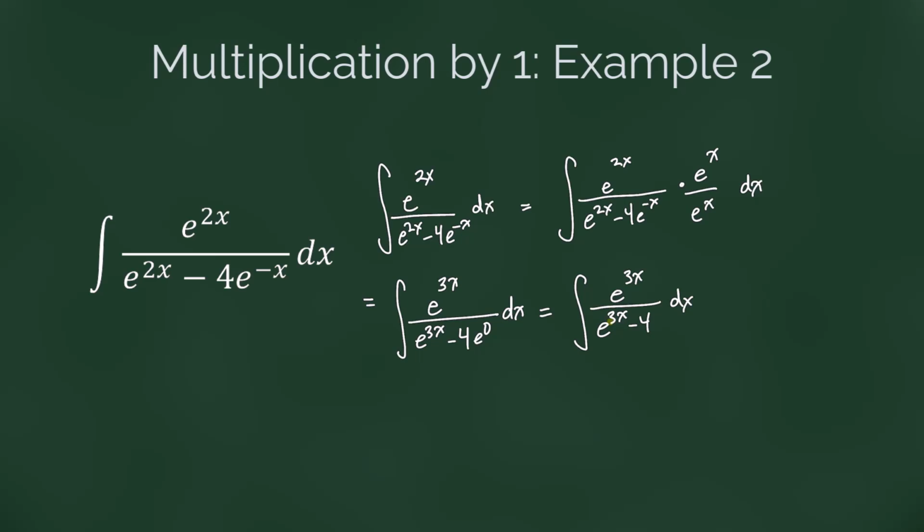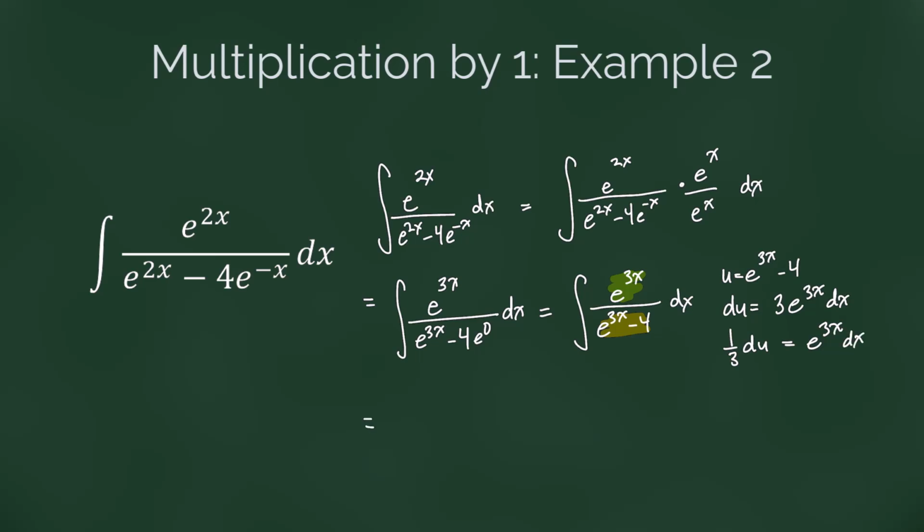But e to the 0 is equal to 1, so the denominator becomes e to the 3x minus 4. Now we can use substitution. We notice that the derivative of e to the 3x minus 4 looks a lot like e to the 3x. So we'll let u be e to the 3x minus 4. du is then 3e to the 3x dx by the chain rule. So if we divide by 3, we get 1/3 of du is equal to e to the 3x dx.